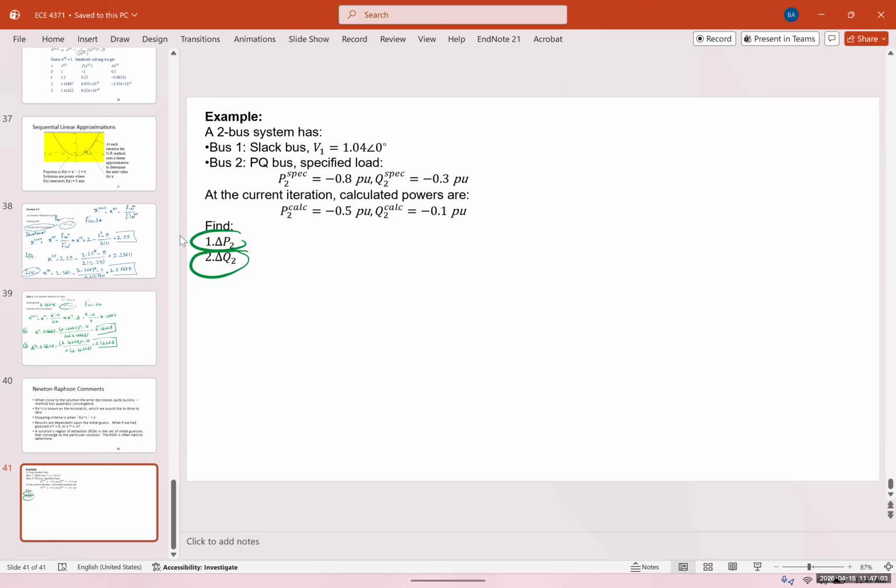I'll give you a few minutes to solve this, and then I will solve it. Again, we only want delta P2 and delta Q2.